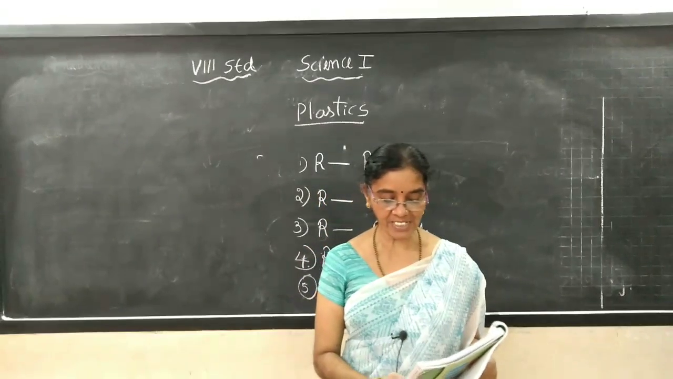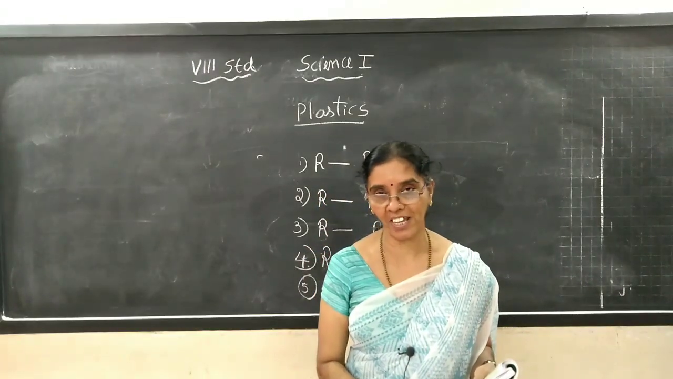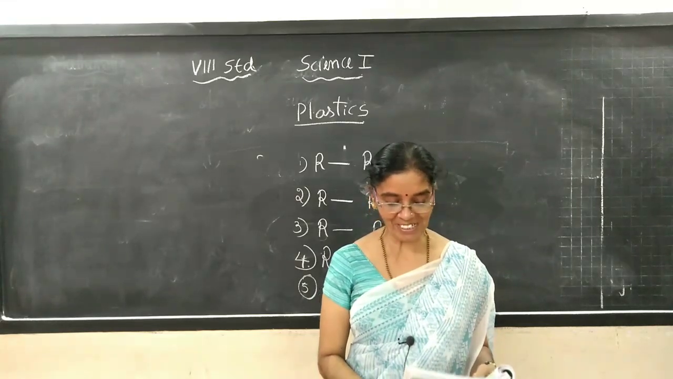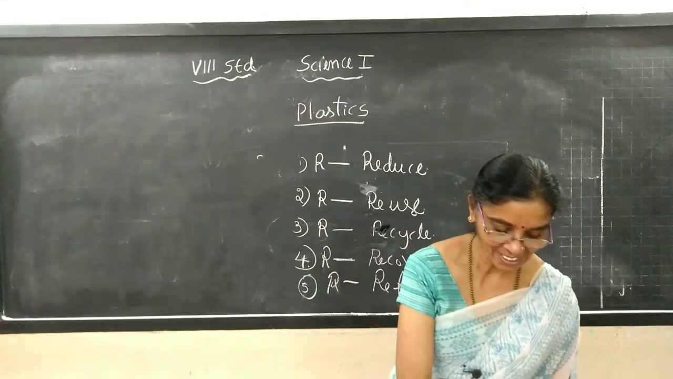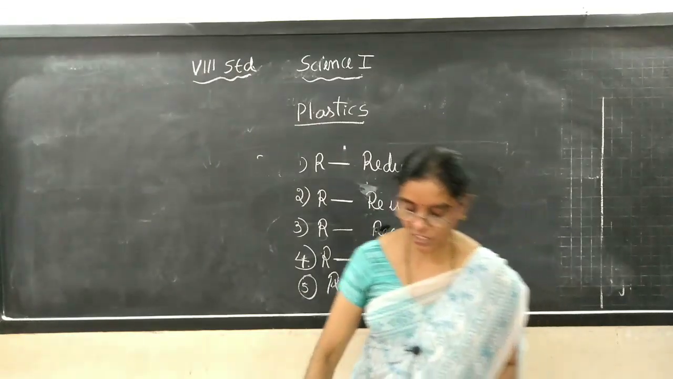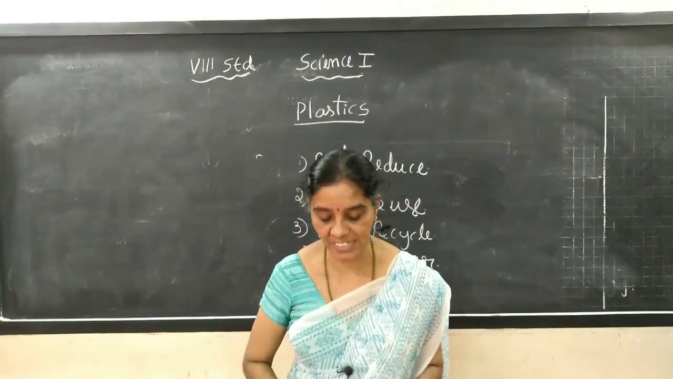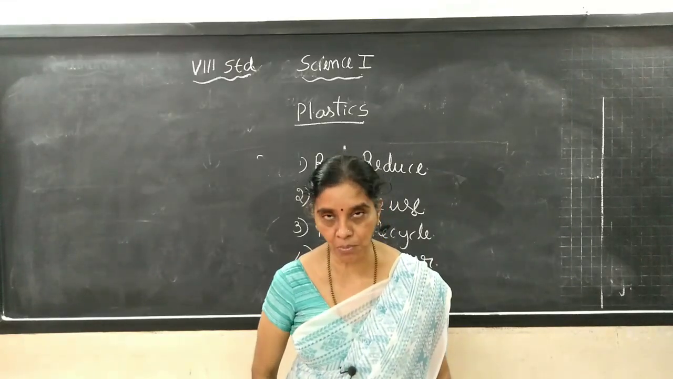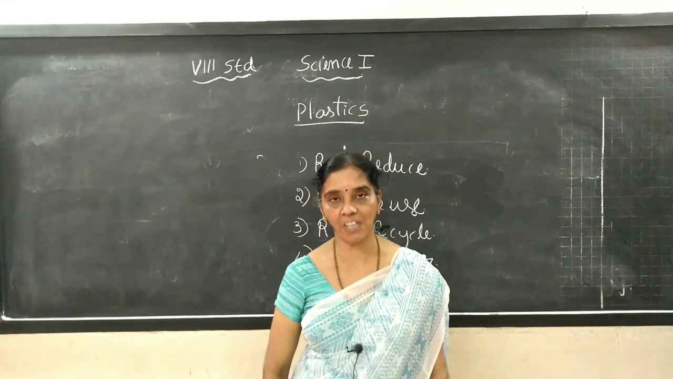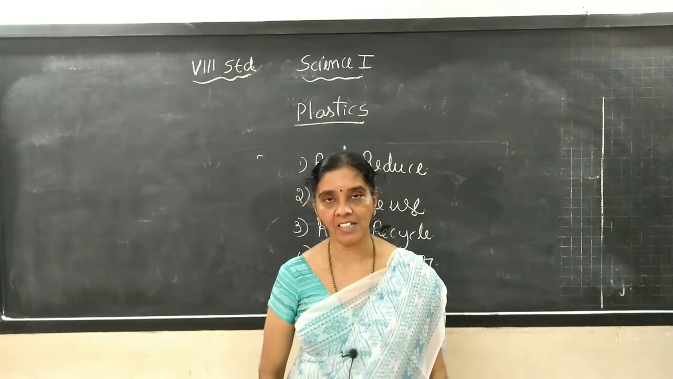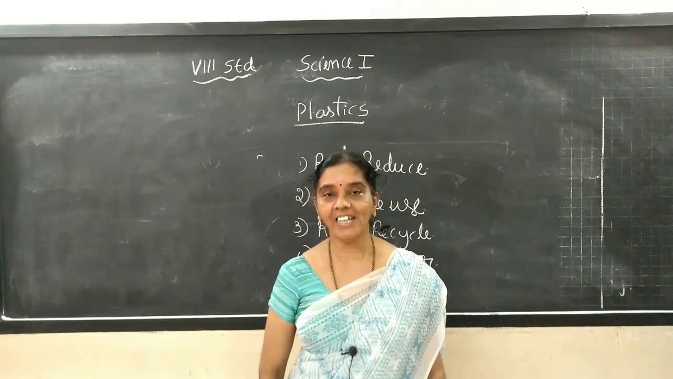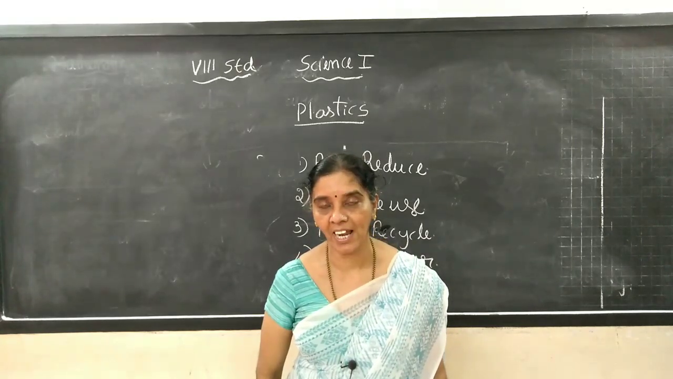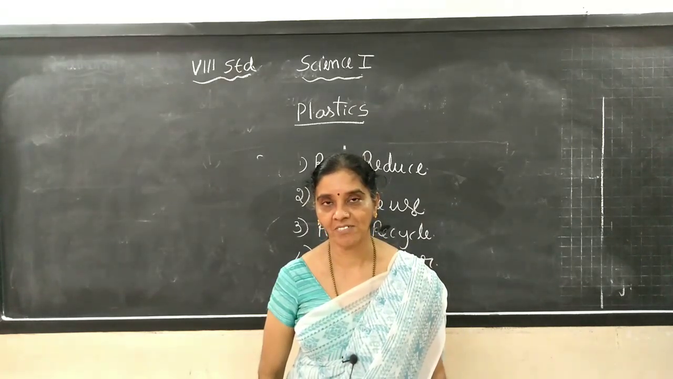Lastly, like synthetic fibers, plastic is also a what? A synthetic material, artificial material, man-made material. So dear students, we finished this chapter. At home, you read the textbook again and again, underline the important points, and write the different materials you will get which are made from plastic and make a table. Thank you.